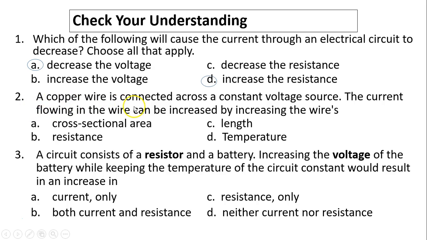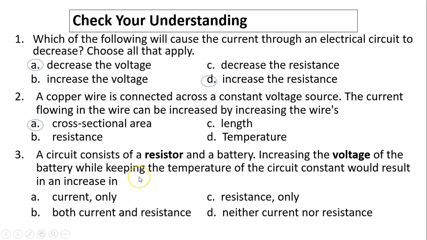Next question. A copper wire is connected across a constant voltage source. The current flowing in the wire can be increased by increasing what? So voltage is constant. To increase the current, R has to decrease. How can you decrease R? Well, if you increase the cross-sectional area, then R is decreased.